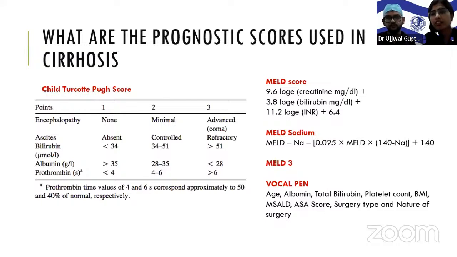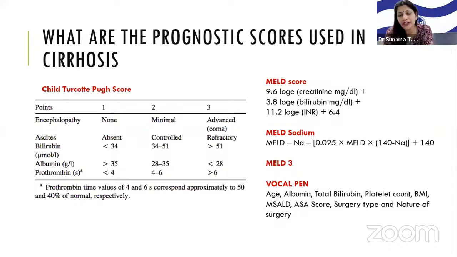Then MELD sodium came into account, and in MELD sodium, we take the sodium value from 125 to 140. And MELD 3, this is for women only. Here we take 2 extra parameters: female gender and albumin. Others, like the Child-Pugh score, we use for post-operative mortality.